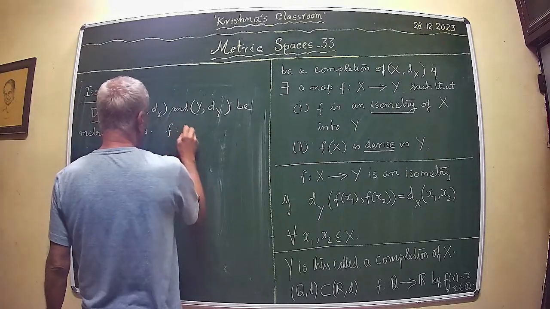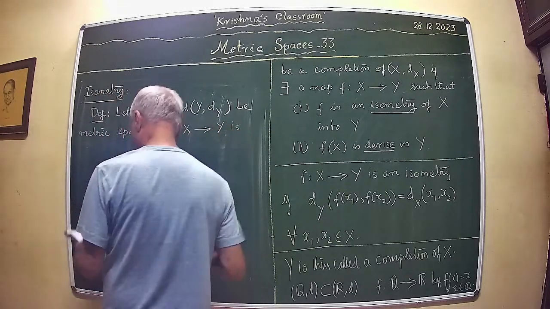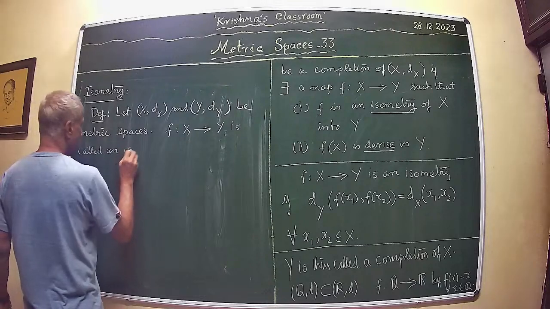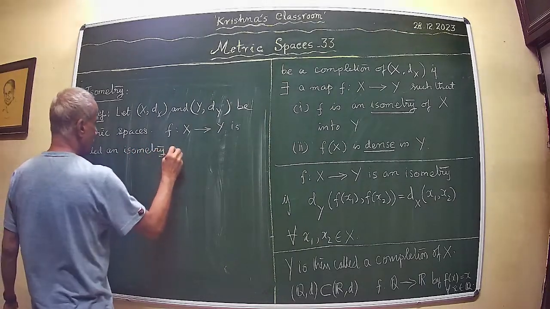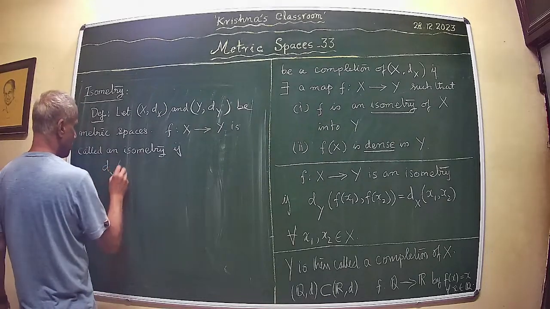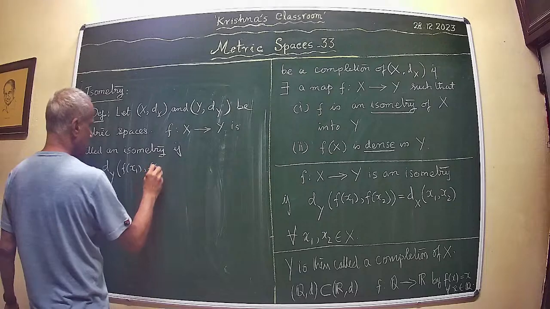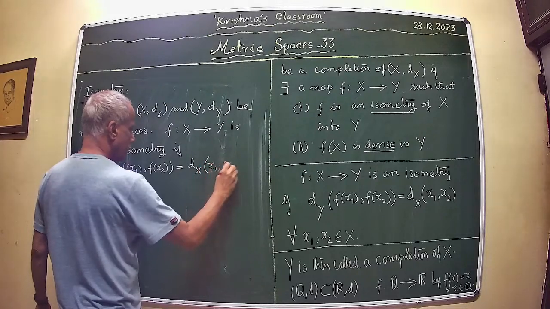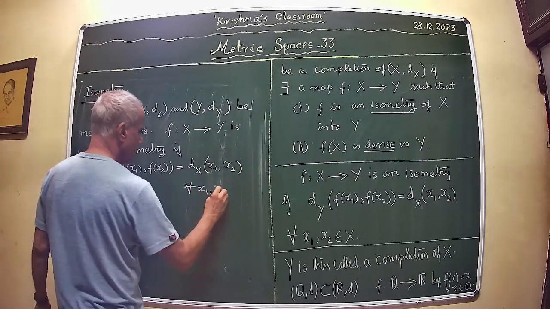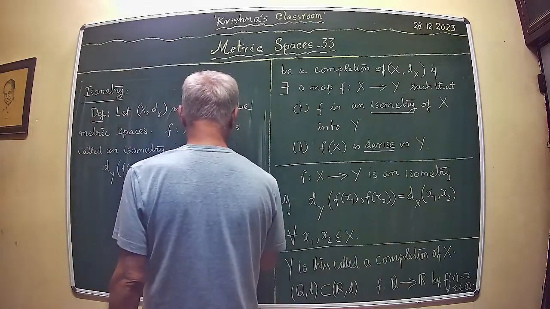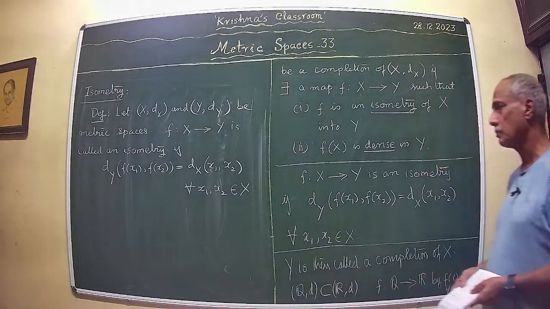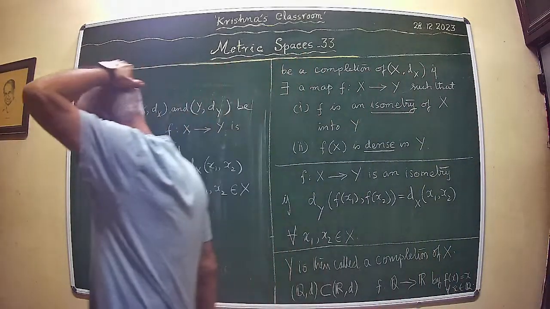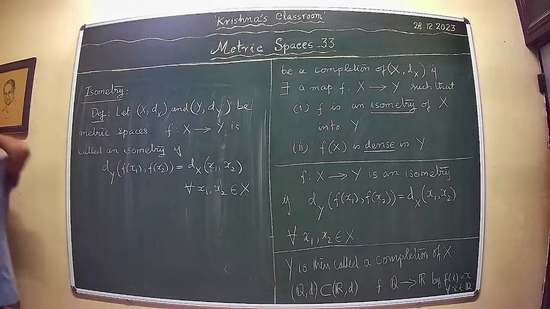A map F from X into Y is called an isometry. In fact, you see that the identity map provides you with an isometry of Q into R. That's an example.